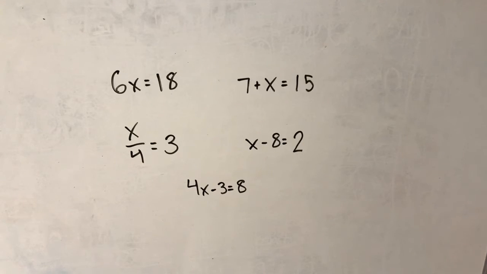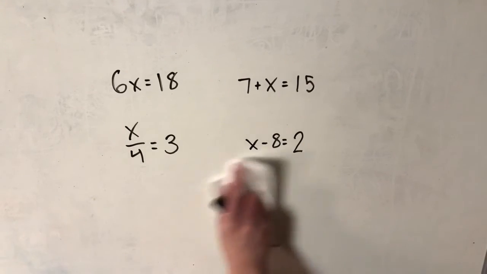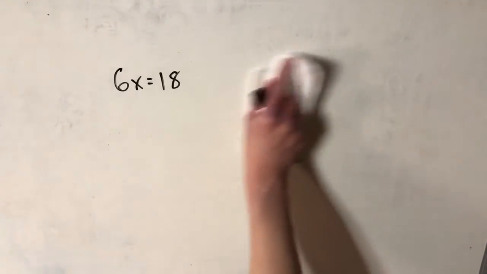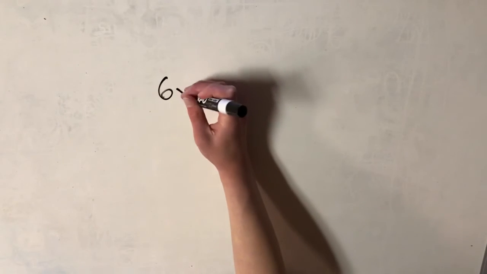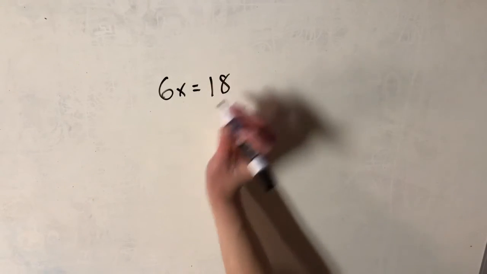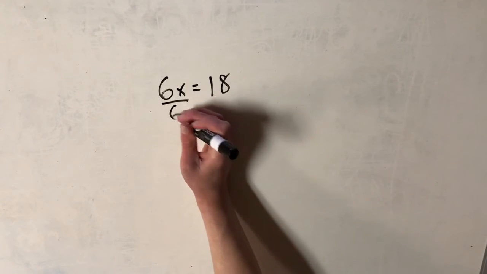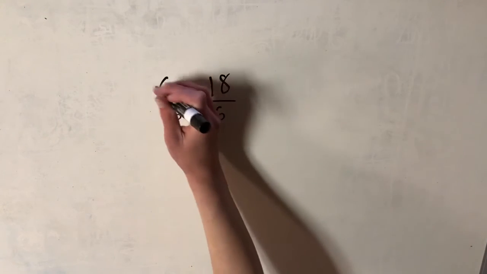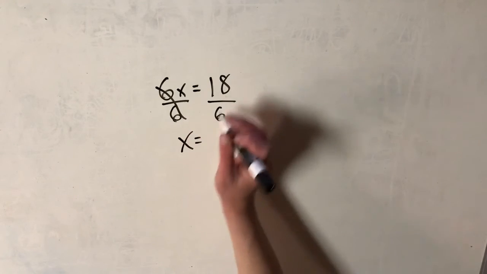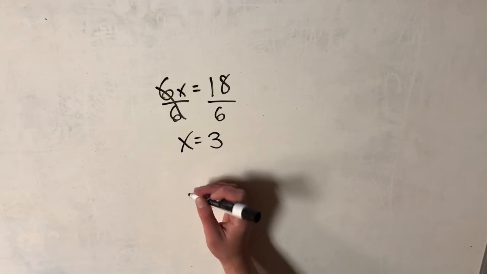Okay, let's work through these one by one here. So 6x equals 18. It's 6 times x, so the opposite of that is division. So you're going to divide 6 from both sides. 6's cancel. You have x. 18 over 6 is 3, so x equals 3.